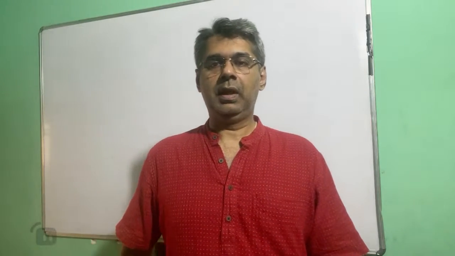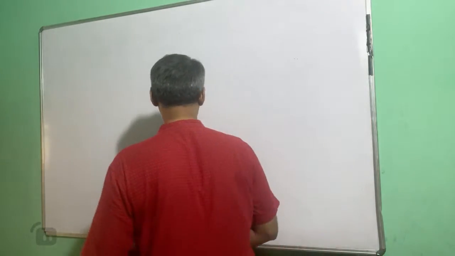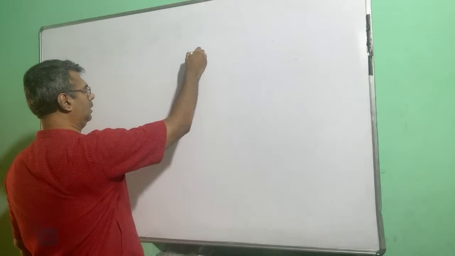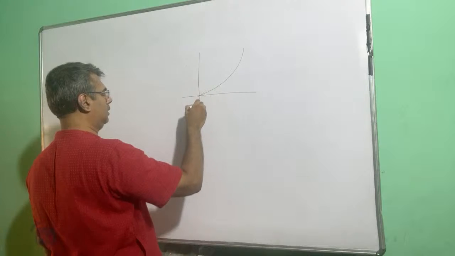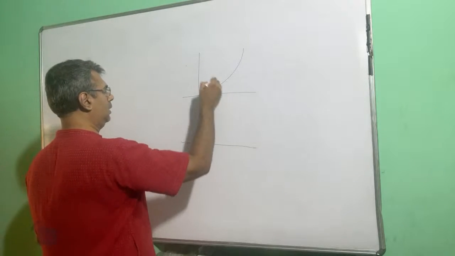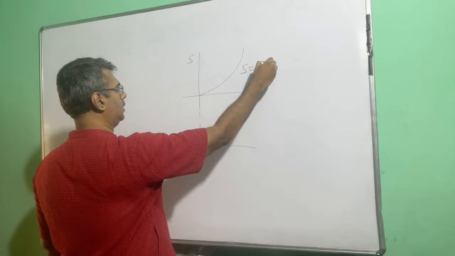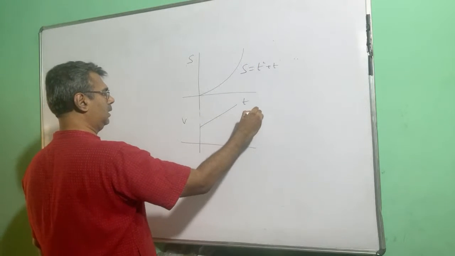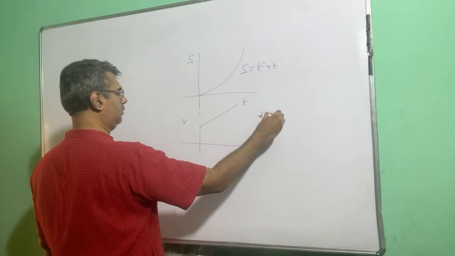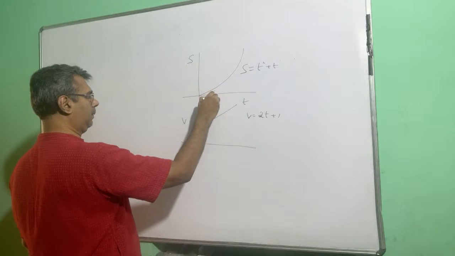In today's session of class 11 physics, we are going to continue with applications of calculus in physics. Now if you remember in the last session, we had a situation that this was the displacement time graph, S is equal to t square plus t, and this was the corresponding velocity time graph, v equal to 2t plus 1.